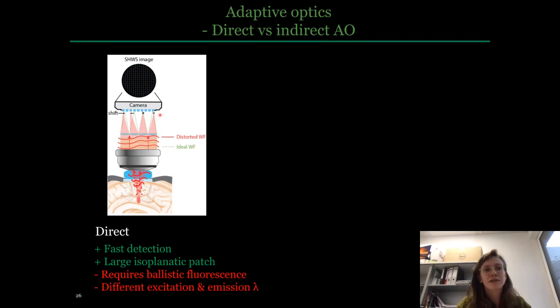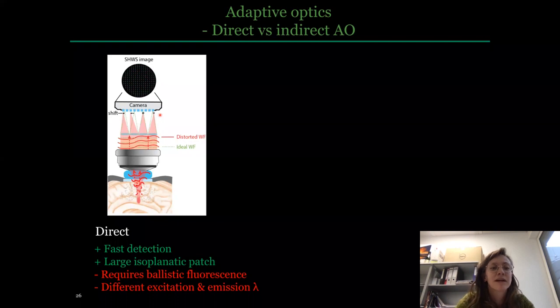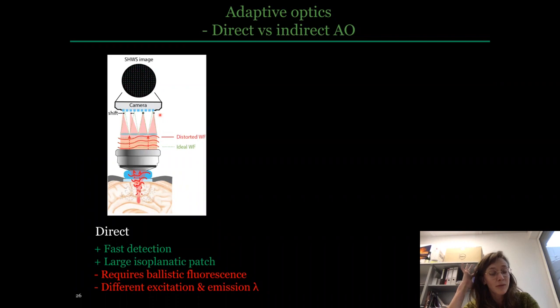The advantage of direct wavefront sensing is that it is fast. It only requires a single measurement on the camera. And if implemented in a descanned path, it can also yield rather large isoplanatic patches. But the disadvantage is that it requires detection of ballistic fluorescent photons, and that you're actually measuring the aberrations of your emission light and not the excitation light.